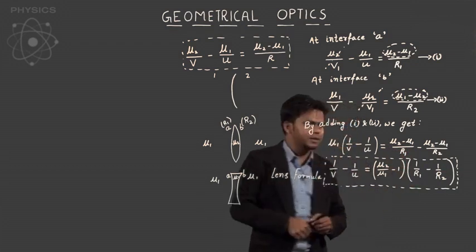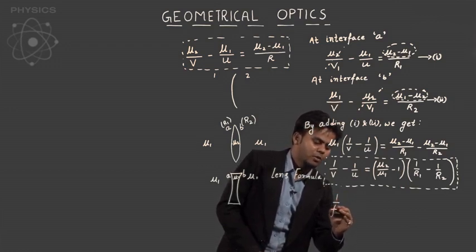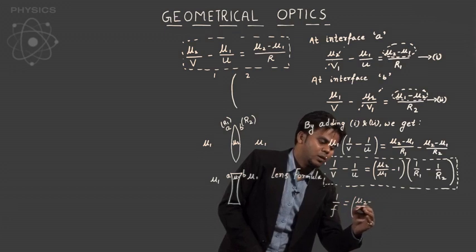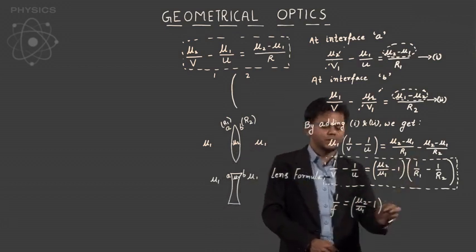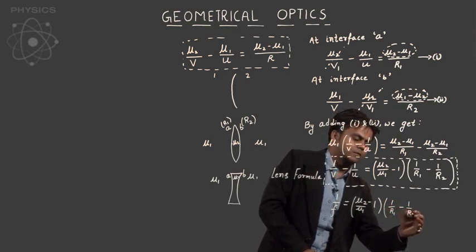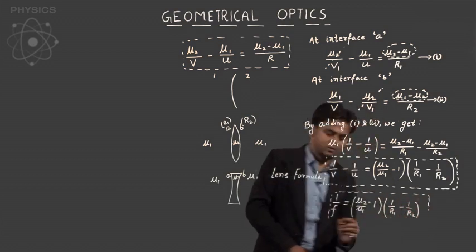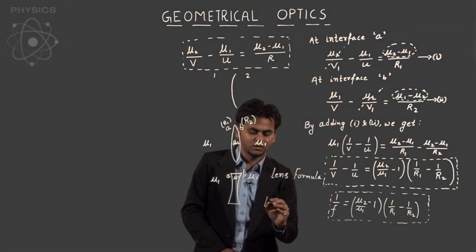So I can write over here that 1 by f of a lens is equal to mu2 upon mu1 minus 1, I've just copied this thing down here, times 1 by r1 minus 1 by r2, and this thing is known as lens maker's formula. This is your lens maker's formula.